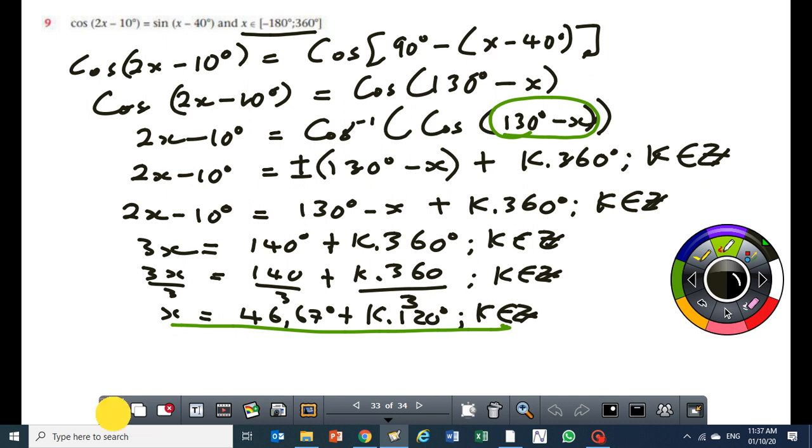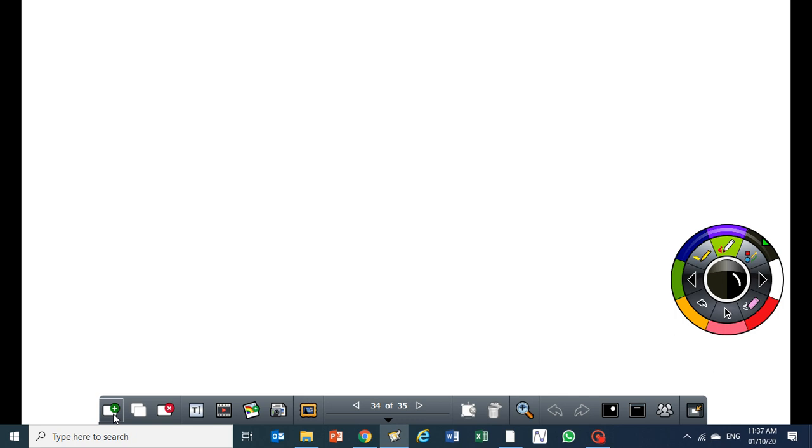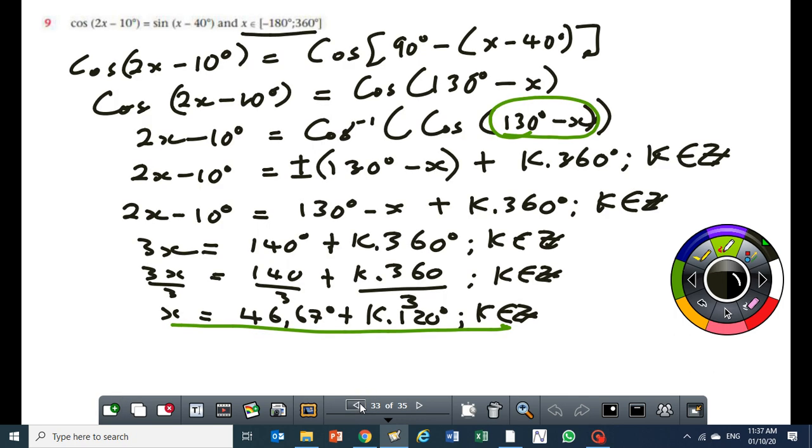Okay. So the next one, now when I find the second general solution, you can start from here, or you can start from here, but remember, this is to be multiplied by negative. So the left-hand side does not change. What changes is your reference angle here.